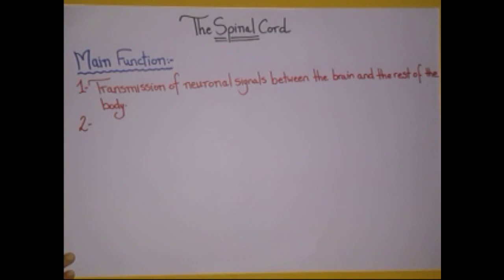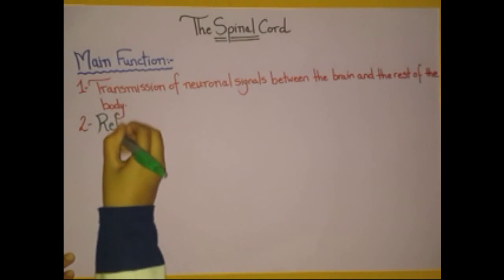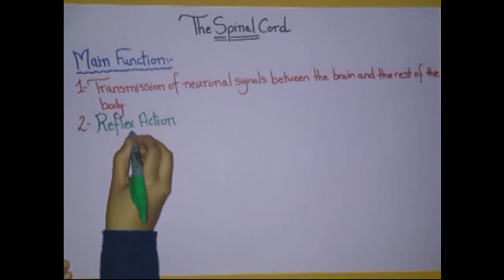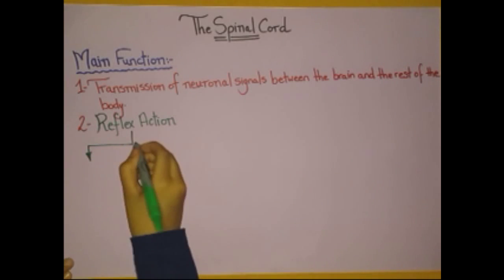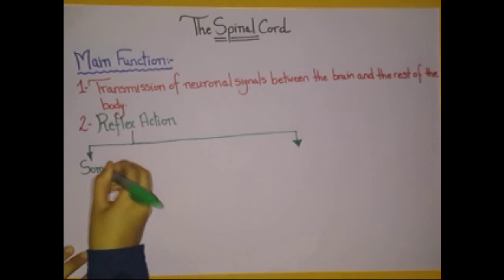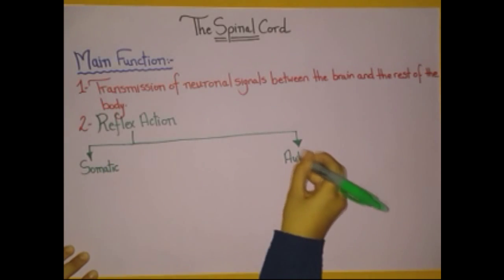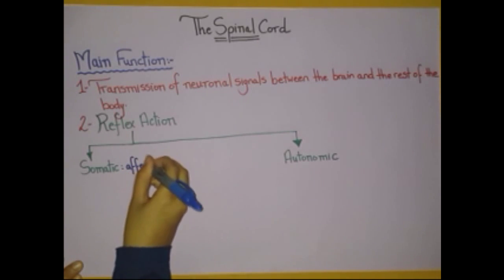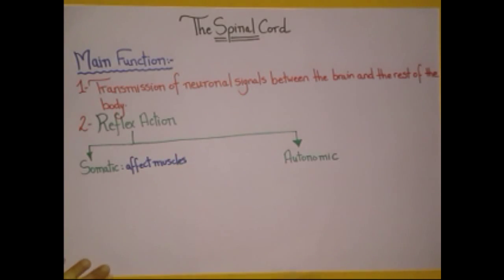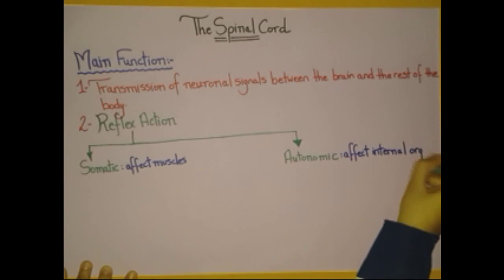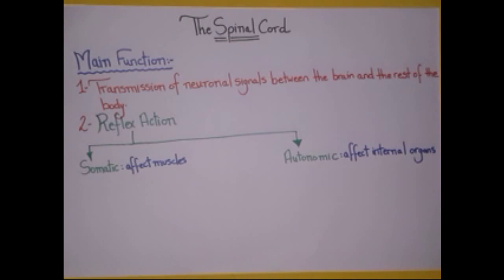It does that through something called reflex action. But the reflex action can be divided into two different types. We have the somatic reflex arc and the autonomic reflex arc. The somatic is primarily involved in muscles, such as skeletal muscles, for example, while the autonomic affects internal organs and nearby organs such as glands and smooth or cardiac muscles.